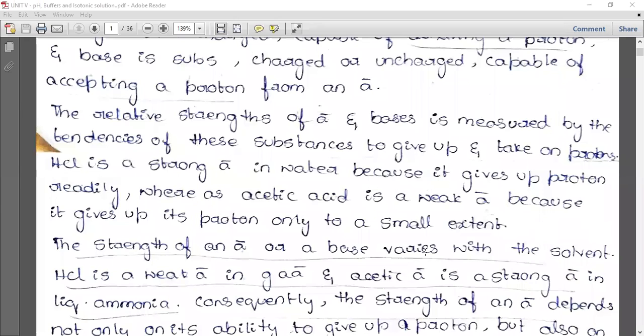So in certain solvents, a so-called strong acid also behaves as a weak acid, and a strong base behaves as a weak base, depending upon the solvent into which we are adding. As I gave an example, HCl is a strong acid when you are adding it into water, but the same HCl becomes a weak acid when you add it into glacial acetic acid. Similarly, acetic acid, which we call a weak acid, becomes a strong acid when you add it into liquid ammonia. Clear? So the strength of the acid depends not only on the ability to give up the proton readily, but also on the solvent into which we are introducing it.